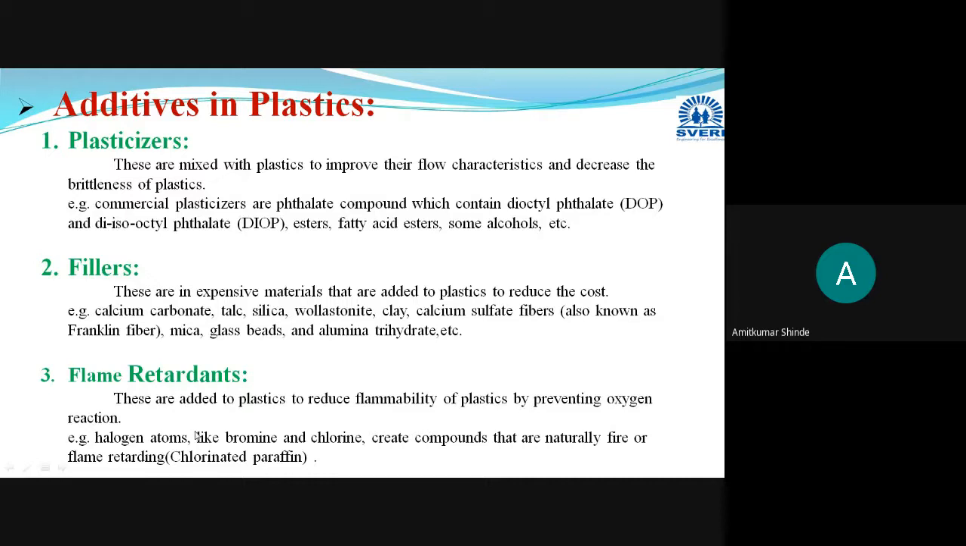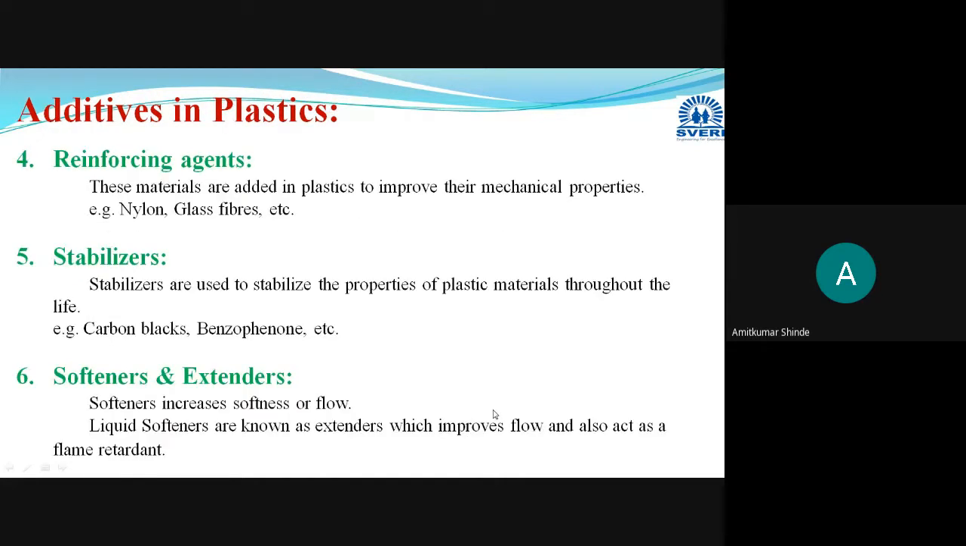Which retardants are we adding here? Halogen atoms are added as the retardants. They reduce the flammability of the plastic material by preventing the reaction with oxygen. Some examples I have added here. Then next, the fourth type of additives, the reinforcing agent.